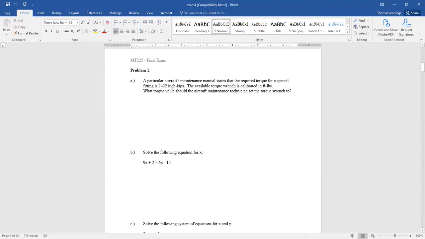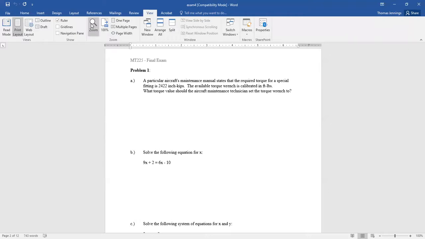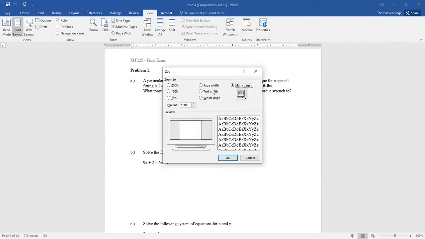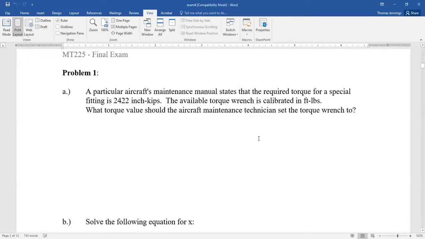And in our first problem, let me zoom in a little bit here. Yep, there it is, page width. There we go. So we have a unit conversion problem up first, where a particular aircraft's maintenance manual is stating the required torque for a special fitting is 2,422 inch kips, which is a really special torque. The available torque wrench is calibrated in foot-pounds, so we need to convert from inch kips to foot-pounds. So you've got to find out what torque setting to use.